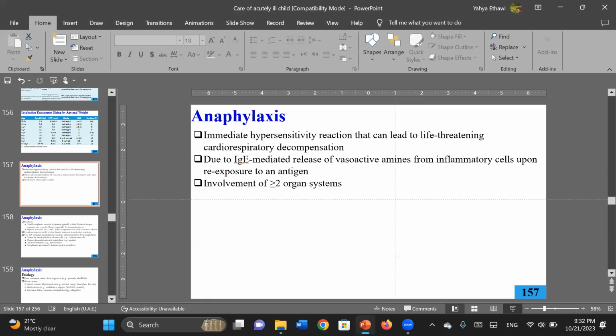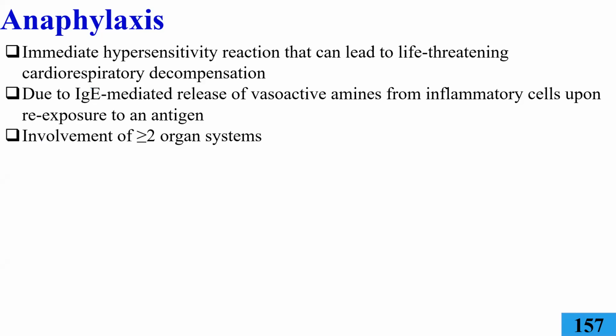Okay, so these series are very prolonged, very long series. So I'm going to skip some of the topics because these are about case management, and we need to learn the principle and we will review the case management later on. Now, an example of this case management is anaphylaxis. As you know, it is an immediate release type, dependent on immunoglobulin. And to diagnose, you need to have two organs involved.